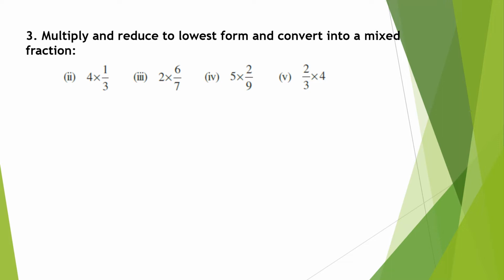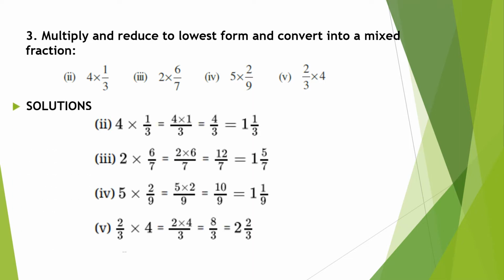So our first question, 4 into 1 by 3. The whole number is 4, the numerator is 1. So the first step is 4 into 1 whole divided by, keep the same denominator, 3. So we get the answer as 4 by 3, which is an improper fraction. So we can convert it into a mixed fraction. So the answer is 1 integer 1 by 3.